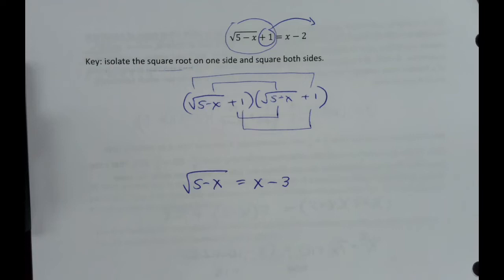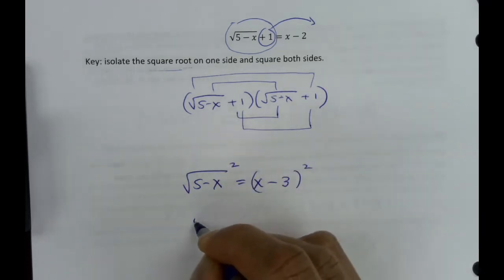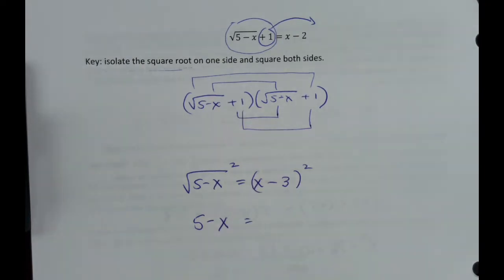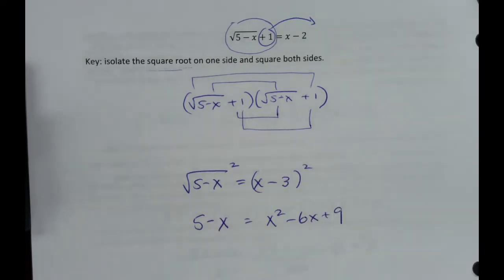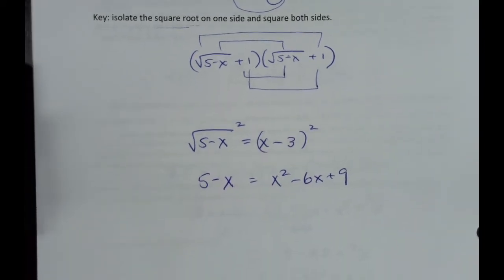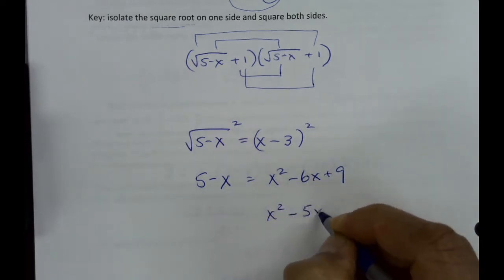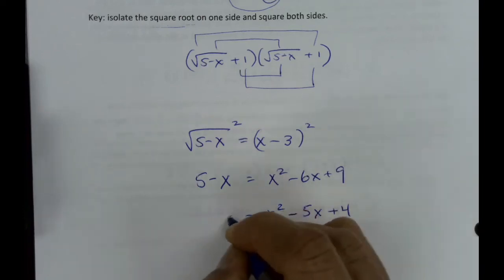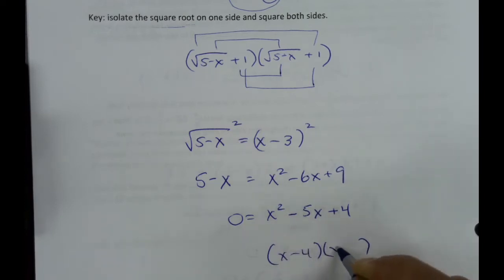Minus 2 minus 1 is minus 3. Now if I square both sides, voila! My square root disappears, and this side, I can deal with that square. And from here, just simplify, add x to both sides, subtract 5, and my answers are 4 and 1.